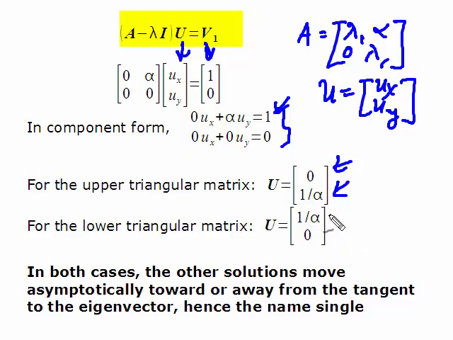Now this is called a single tangent system because the other solutions are not going to be straight lines anymore. They're going to have more of that U-shape that we saw in the source and sink and saddle phase portraits. But there's only one eigenvector, and they all converge to that asymptotically either in forward time or in backward time. That's why it's called a single tangent pattern.